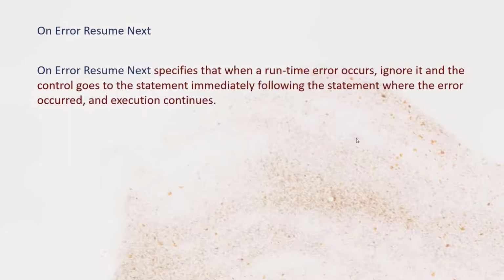The next form is onError Resume Next. onError Resume Next specifies that when a runtime error occurs, ignore it, and the control goes to the statement immediately following the statement where the error occurred, and the execution continues. onError GoTo 0 disables any error handler which is enabled in the current procedure. Let's understand these with examples.